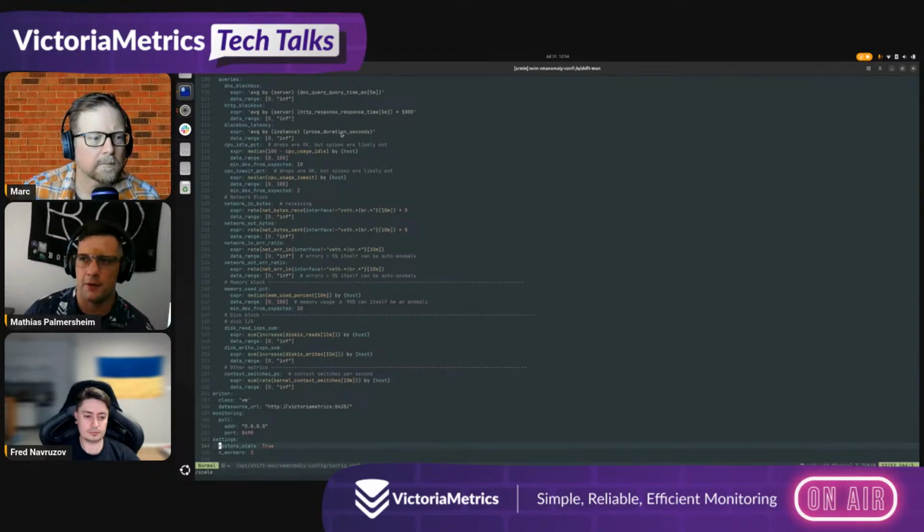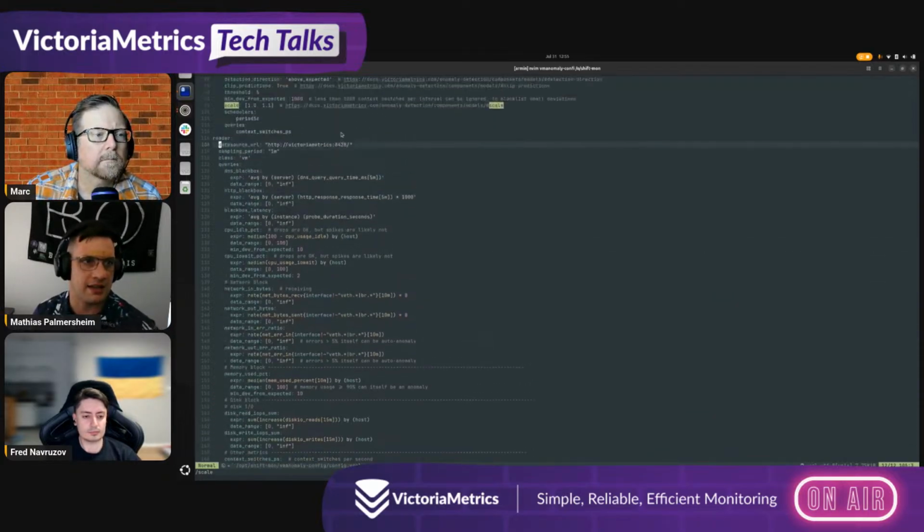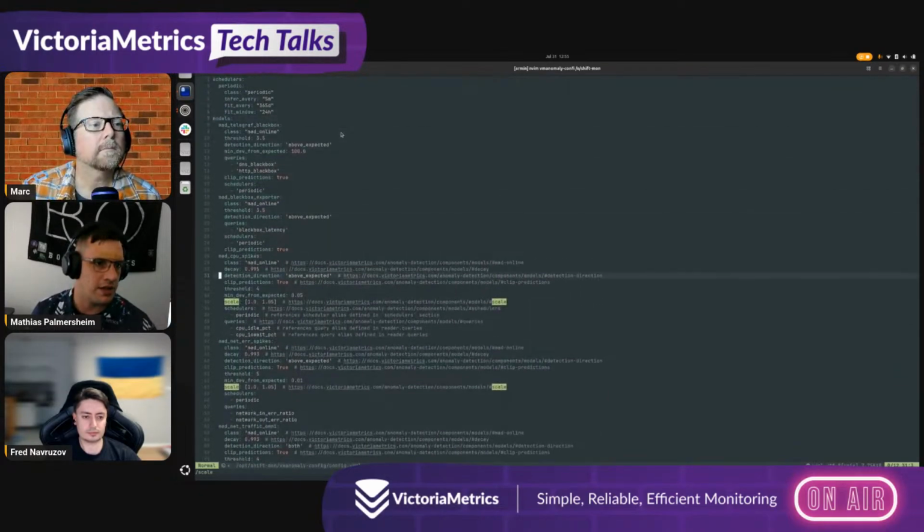This defaults to 1, but if you increase it to greater than 1, vmanomaly will run multiple worker processes. And then all of this kind of gets stitched together inside of the model section. So we'll pick on the CPU spikes. The class is going to be the median absolute deviation online that we specified up here.